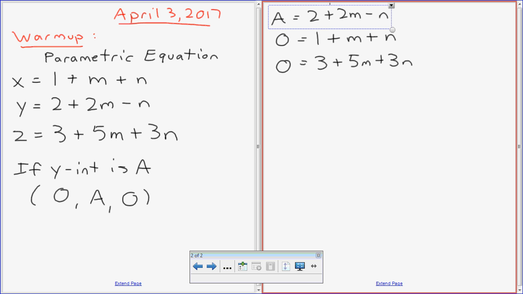Because now Brendan's going to do substitution or elimination for me. We want to solve these two equations, 2 unknowns, so you can isolate m or n. Which variable are you going to isolate? M. So what does m equal from here? So m equals minus 1 minus n.